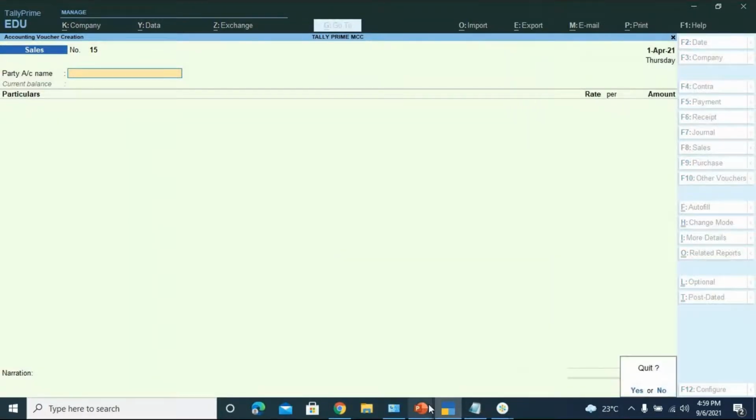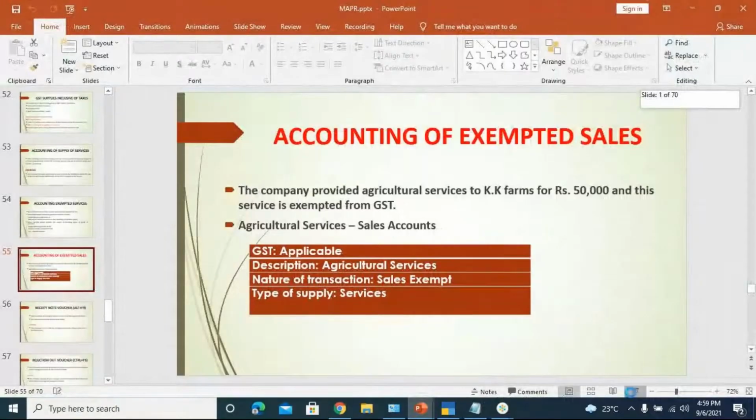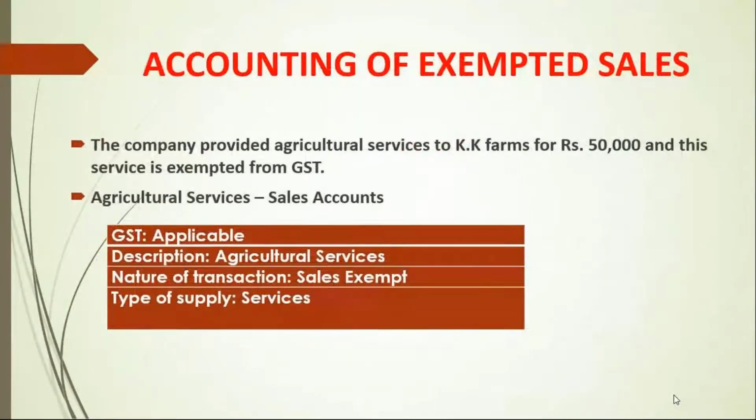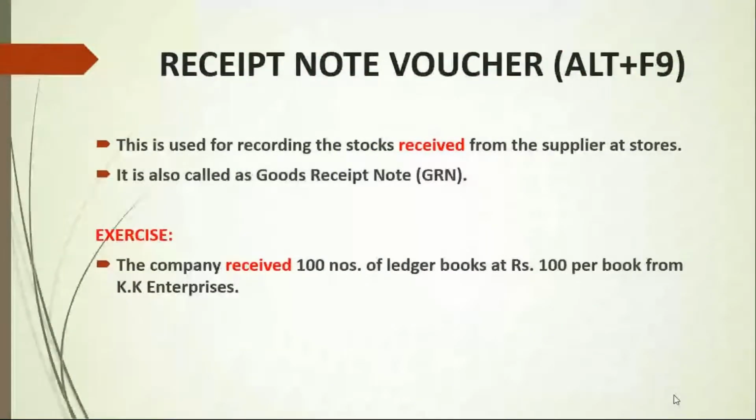Okay. Now, let's go for the next concept. Had we discussed the receipt note voucher? Was there a discussion? No, ma'am. Are you sure? Now, if I talk about a receipt note voucher, when is this entered? A receipt note voucher is used for recording stocks received from the supplier at stores. And it is also called a GRN, that is goods received note.